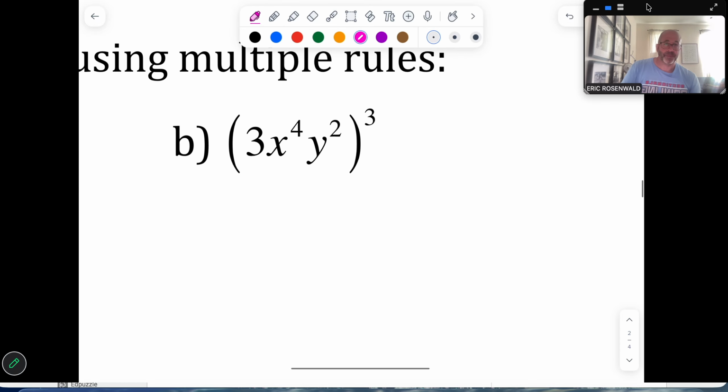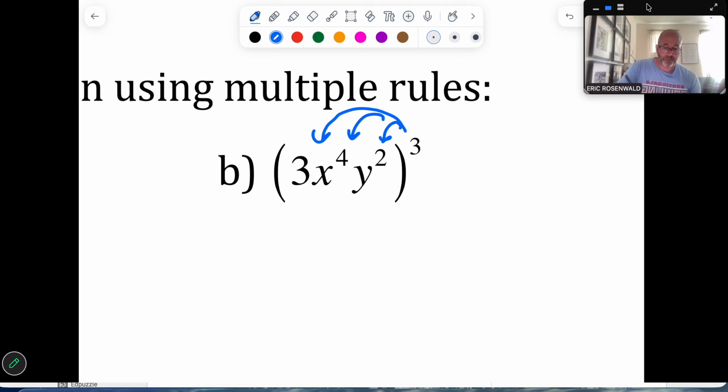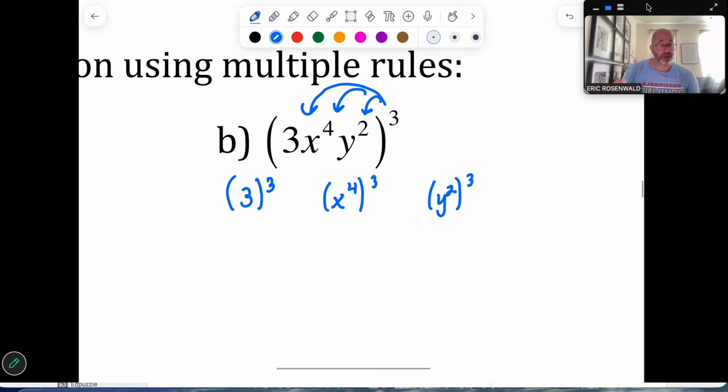All right, next one. See how we got that exponent on the outside? We have to navigate that first. So let's take that and distribute it to everything that's on the inside. So it's going to get applied to all of this. So we're going to have 3 to the third. We're going to have x to the fourth to the third. And we're going to have y to the second also to the third. Okay, it gets applied to everything on the inside.